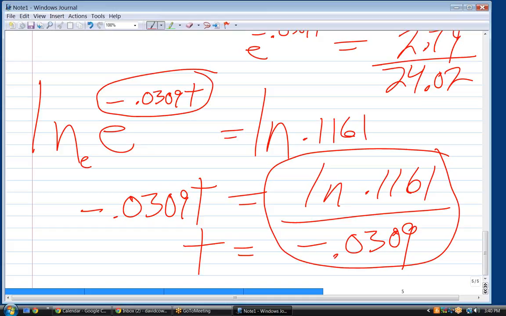So what is the natural log of 0.1161? It's going to be negative something. Go ahead and get it on your calculator. What kind of calculator do you have, Lucas? The TI-83. Okay, you've got two keys on it, a log key and a natural log key. Find the LN key.